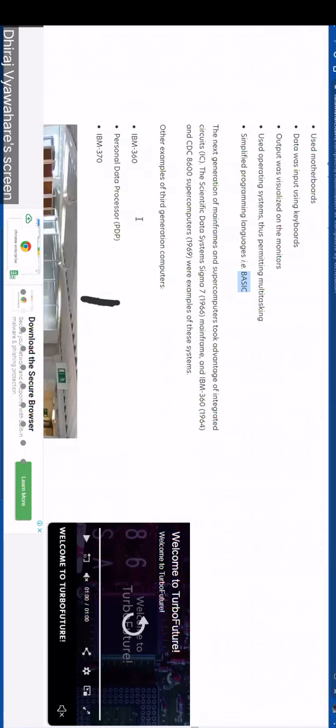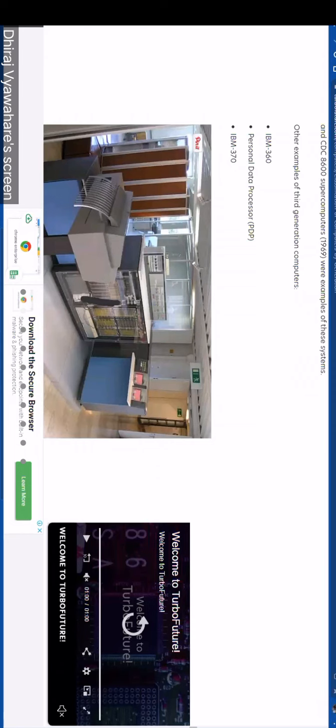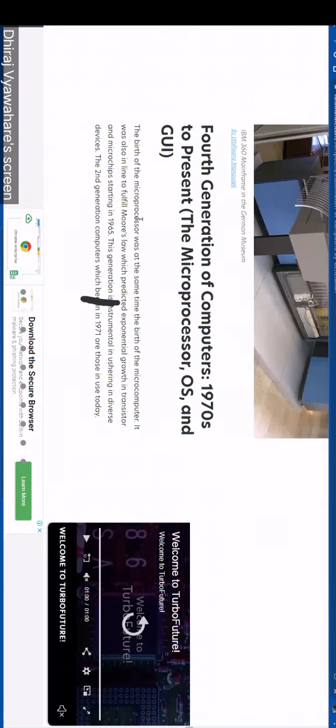These are the third generation computers. Now, fourth generation computers actually start in the era of 1970 onwards. Our C language is also in that era. That is in 1972, Dennis Ritchie at AT&T Bell Laboratories in USA developed one language that is called as C language.